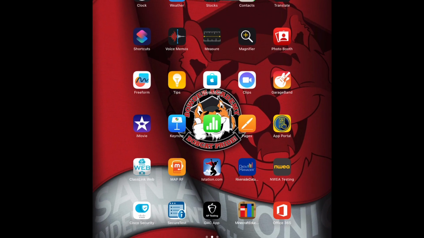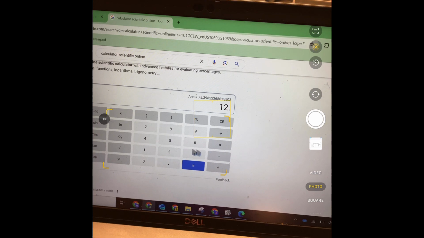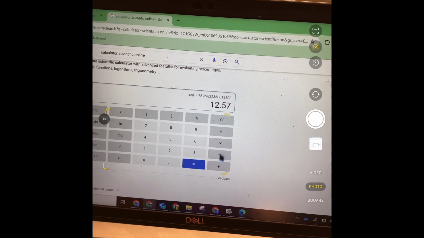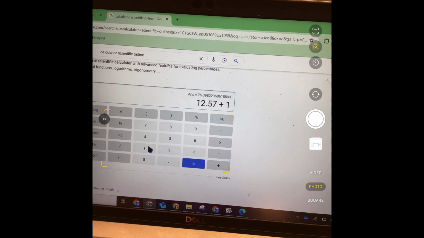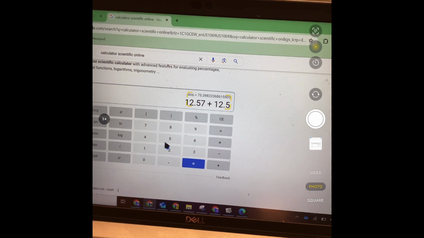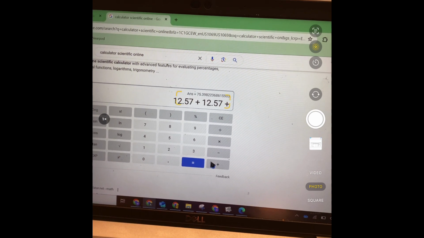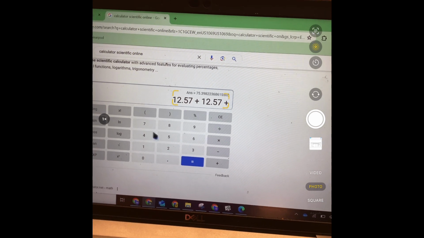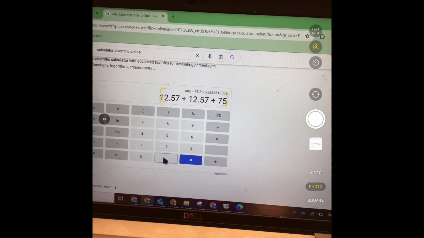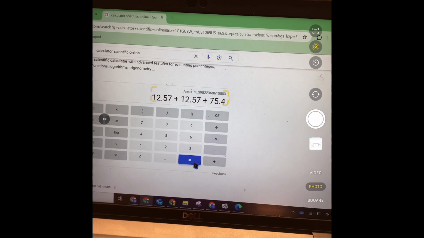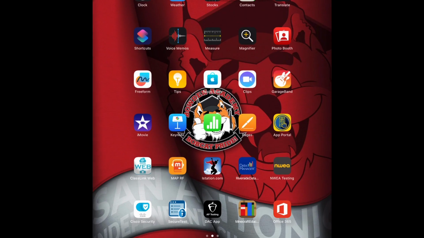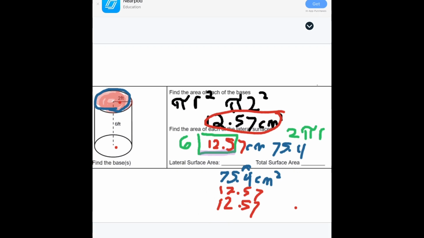I forgot the number. I apologize. 12.57, okay? So I go 0.57 plus 12.57 plus that 75.4 that we just had. We're going to add that. And we go, okay. All together, I've got 100.54. Yes, that is going to be my total surface area. Don't forget that's centimeters squared.